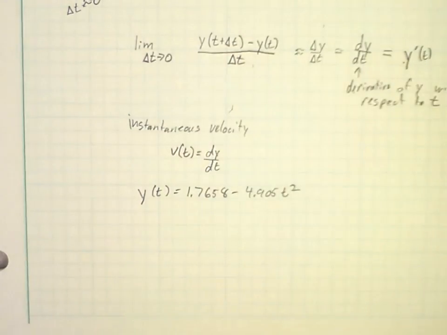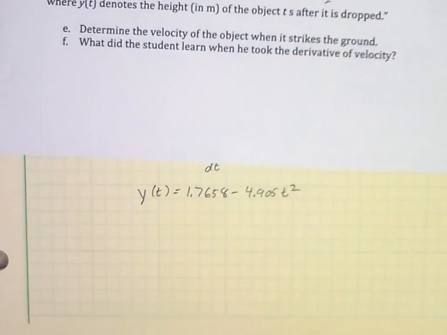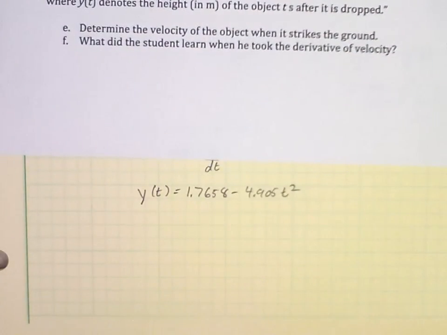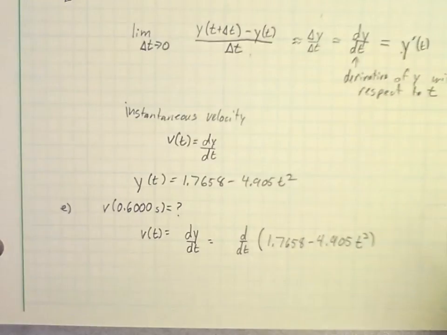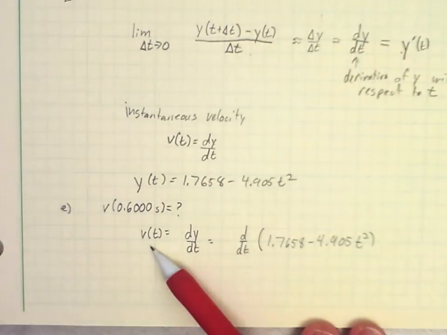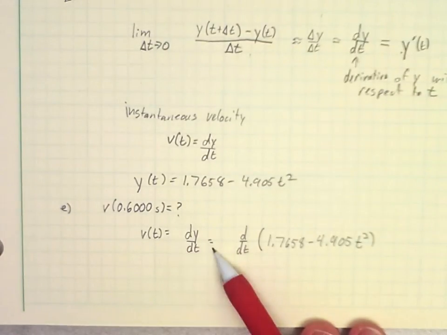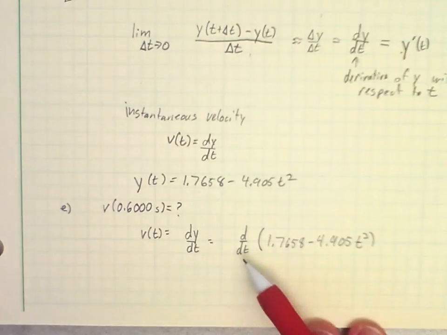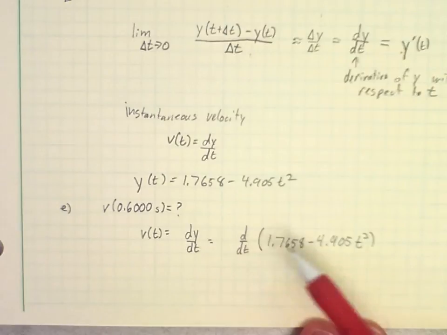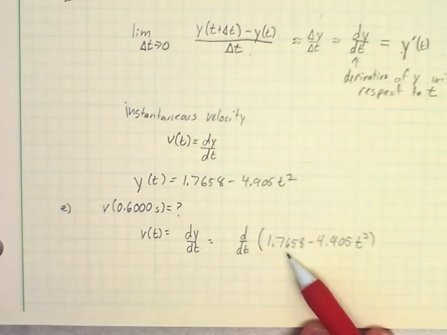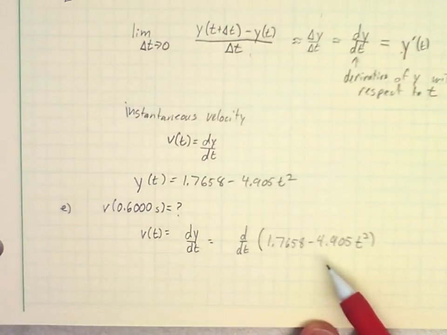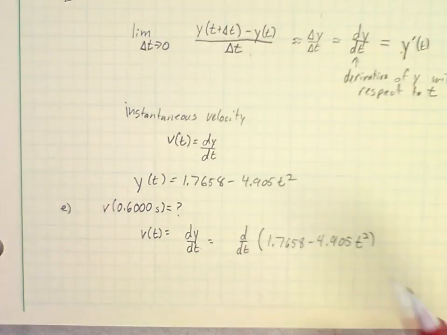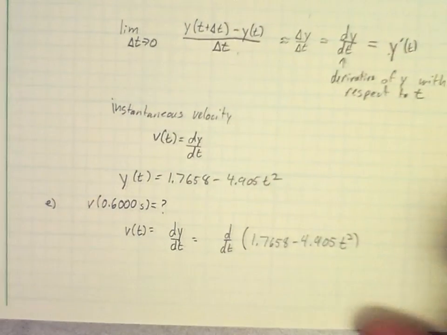So let's set that up. Part E says determine the velocity of an object when it strikes the ground. So what we know is that v of t is the derivative of y with respect to t, and we know that y is this 1.7658 minus 4.905 t squared. What we don't know is how we do any of that. And so when we don't know how to do something, what do we do? We start looking for help.